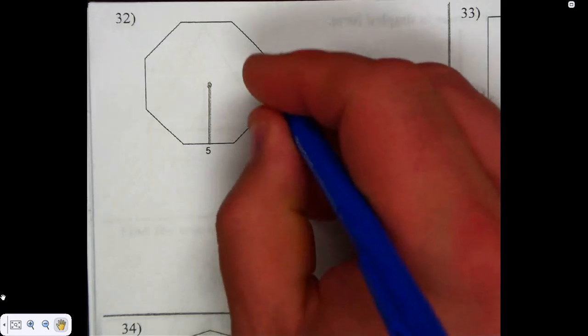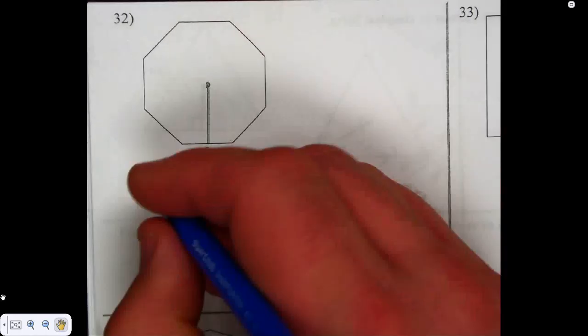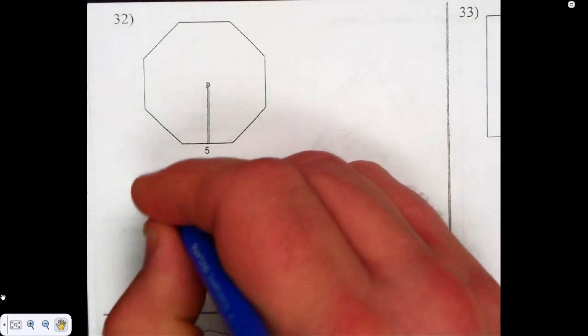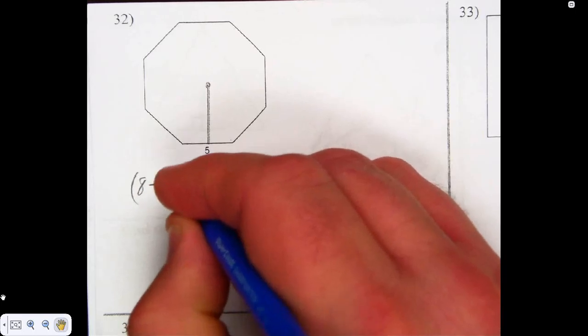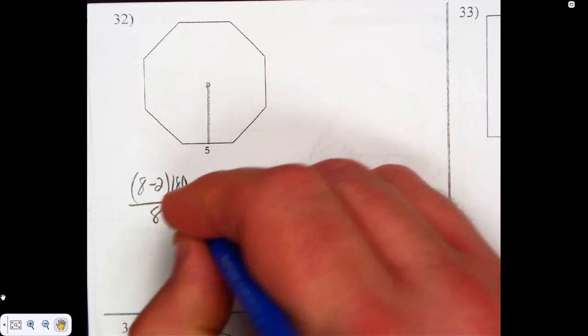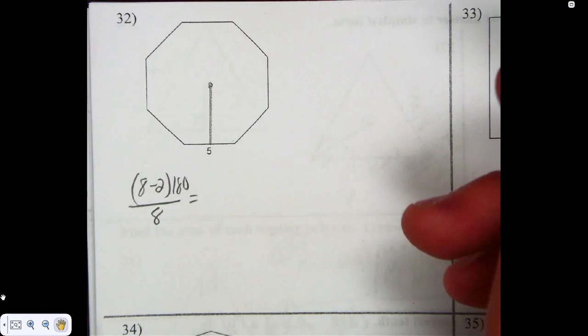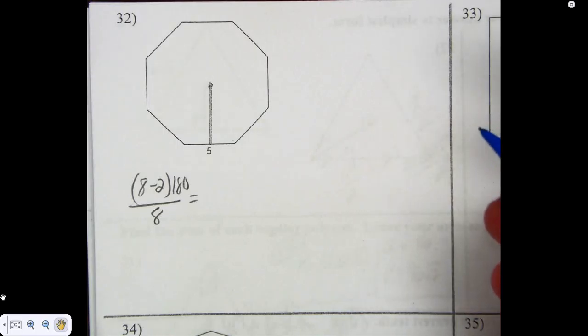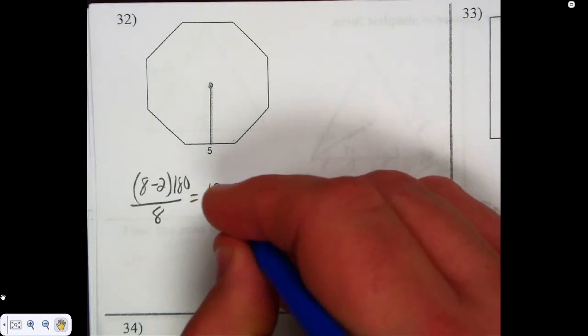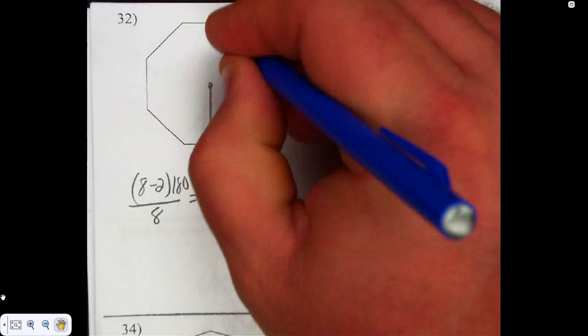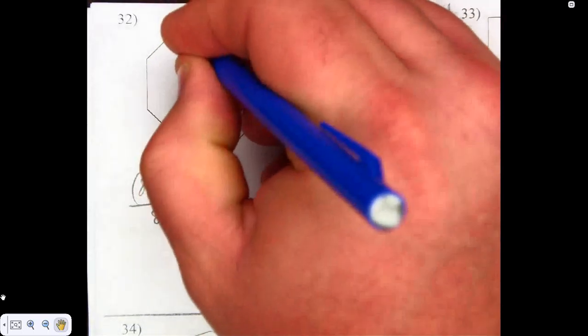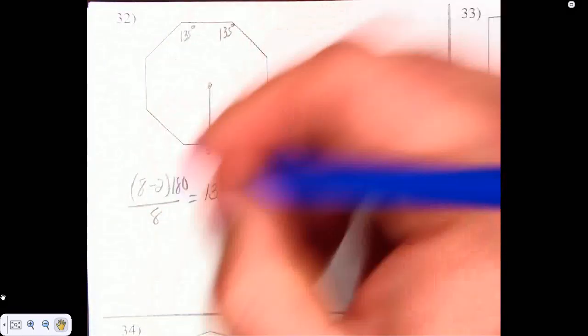I need to know what all these angles are here, don't I? So I'm going to go 8 minus 2 times 180 divided by 8. What do you get? You guys tell me. 135. So that means that's 135, 135, so on and so on.